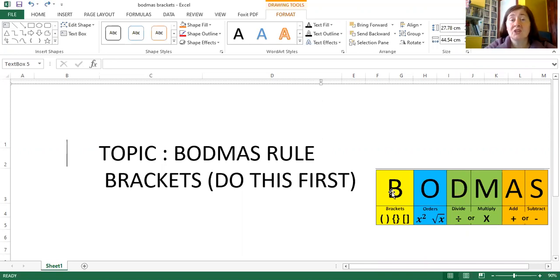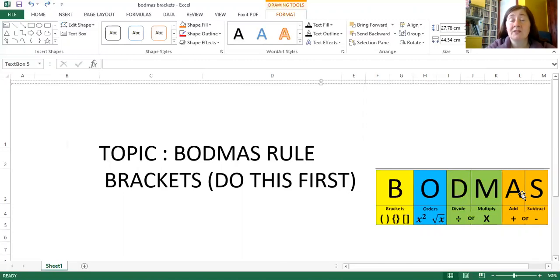We always start and we go from the left to the right. So we start with brackets. Anything in brackets is done first. Then we come to the O, or the I if it's the BIDMAS rule. This stands for orders. Then we do division and multiplication, and finally we do addition and subtraction.